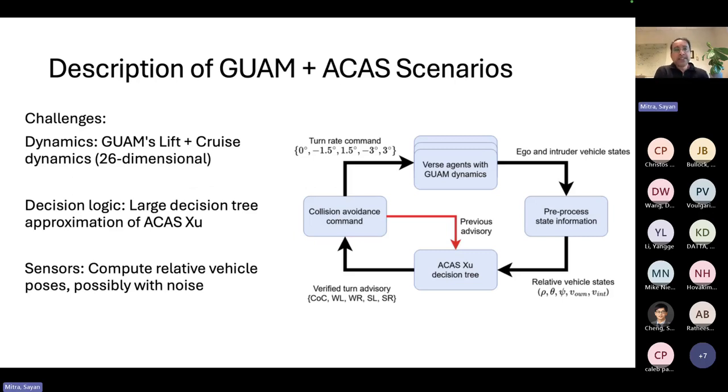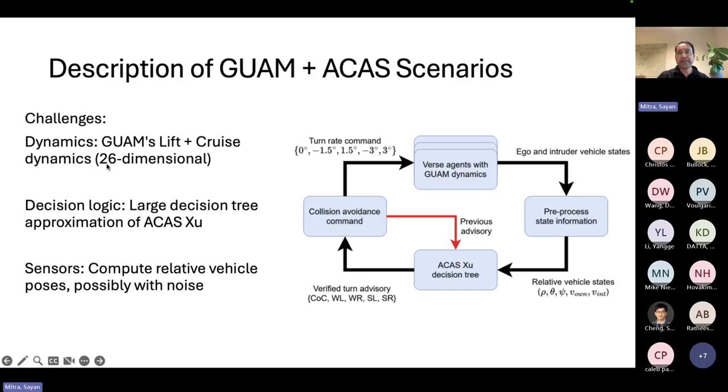Right. So the Guam plus ACAS scenario would look something like this. On the right here, you have the description of the closed loop system. Let me start from the boxes up here. So this is the physics model of this airplane, which is a model developed at NASA for this lift and cruise aircraft. The aircraft model itself is pretty complicated.